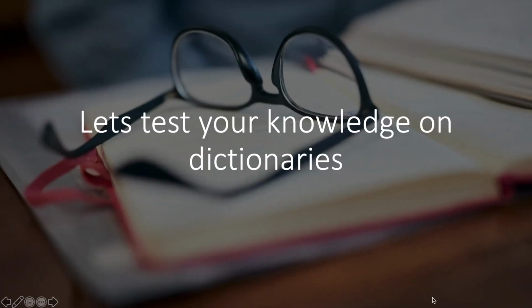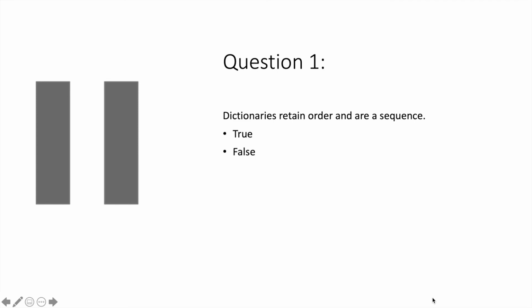Okay guys, test your knowledge on dictionaries. Question 1. Dictionaries retain order and are a sequence. Is that true or false? Pause this video, think about the answer, and then when you are ready, unpause it again. Correct, the answer is false because dictionaries are not an ordered sequence.